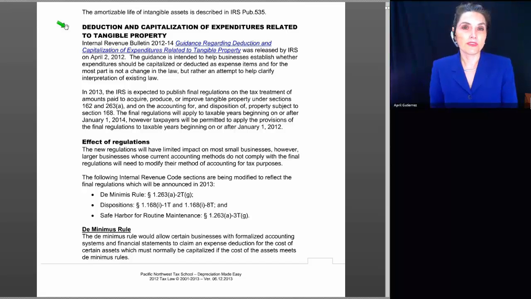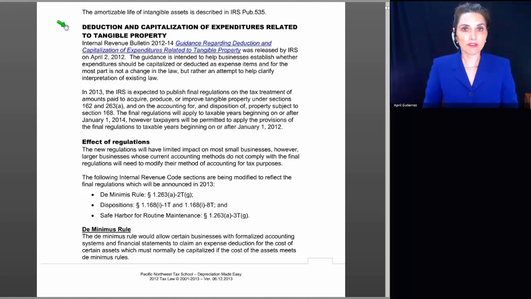And it really then only affects larger companies with very proper systems of accounting put in place. Your typical small business owner probably lacks the formality or the need of those types of accounting systems. But nonetheless, I'll let you know what the bulletin was about. It has to do with deduction and capitalization of expenditures related to tangible property. That's a long sentence that is essentially saying, are you allowed to claim a deduction for a tangible asset that you purchased, or do you have to capitalize it?